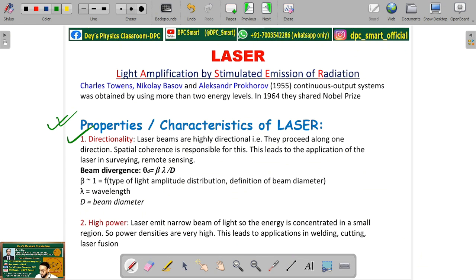Now there is a term called beam divergence of laser, which is given by theta d equals beta lambda by capital D, where beta is almost unity. This value depends on the type of light amplitude distribution and the definition of beam diameter of the laser. Second, the wavelength of the laser is lambda, so theta d equals beta lambda by capital D, where capital D is the beam diameter. This is the expression for beam divergence.